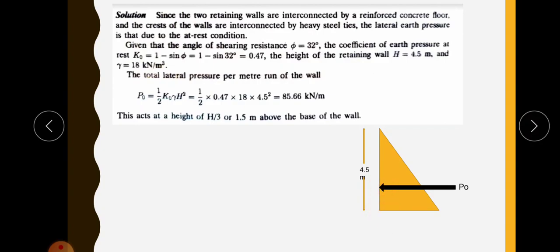Okay. So this is the simple case of earth pressure at rest condition. If there is any water table or any external load, this equation changes. That we can discuss in the next class. You just read these portions in your textbook. Okay, so thank you.